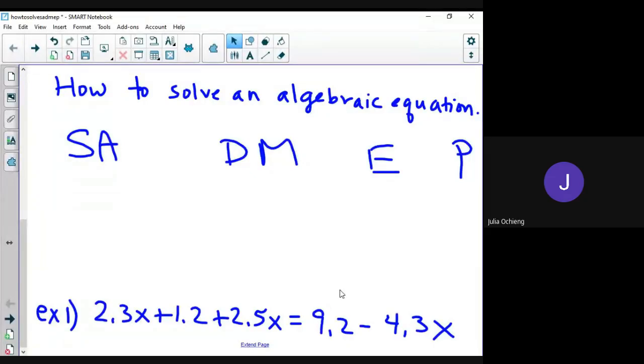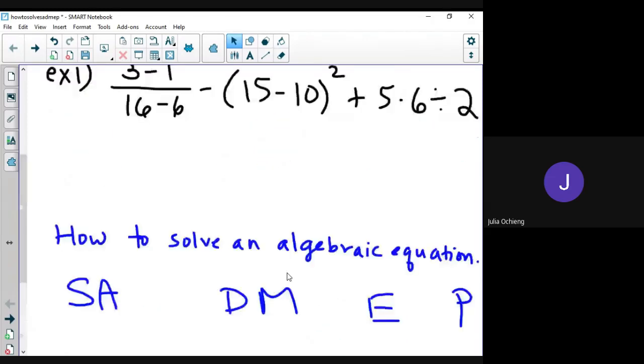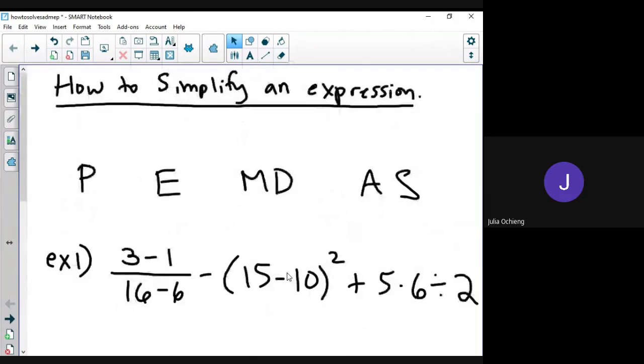Hi, good afternoon. This is a video to refresh your memory on how to solve an algebraic equation. And in order to talk about this a little bit more concretely, we're going to review how to simplify an expression briefly. So we'll do one example on how to simplify an expression using PEMDAS. Please excuse my dear Aunt Sally.